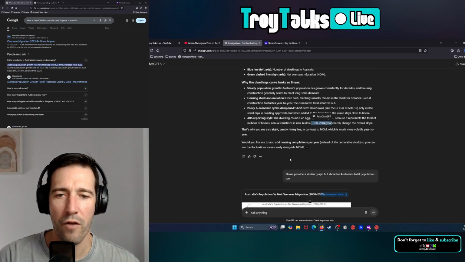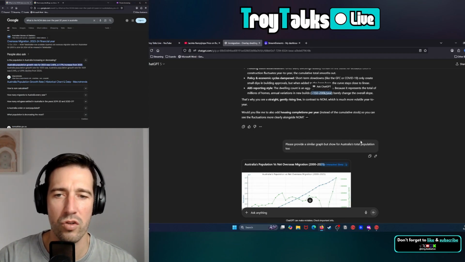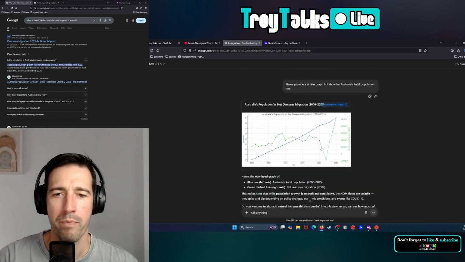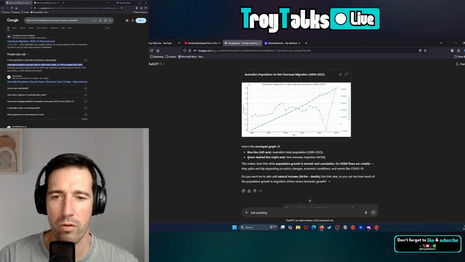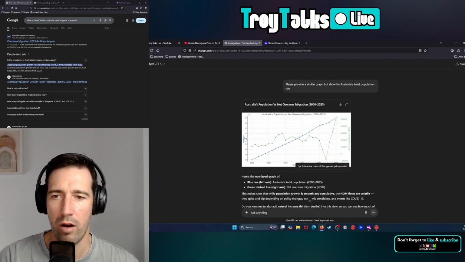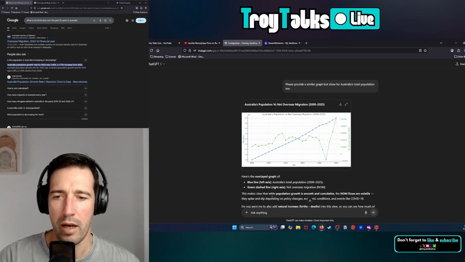Okay. So from there, I said, okay, please provide a similar graph, but show Australia's total population too. So here's the overlay of the graph, green dashed line. The blue line here is now the total population, right? And we know that Australia's population is roughly about 27 million. So there's that steady increase in line.